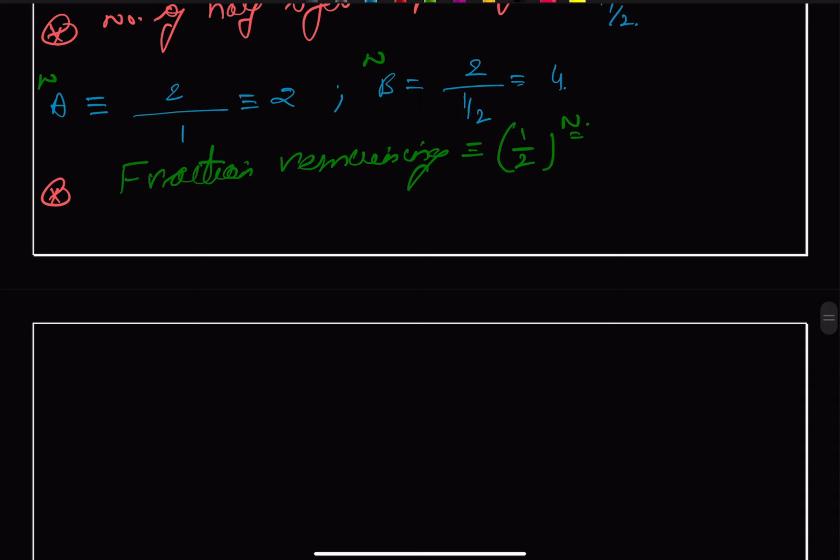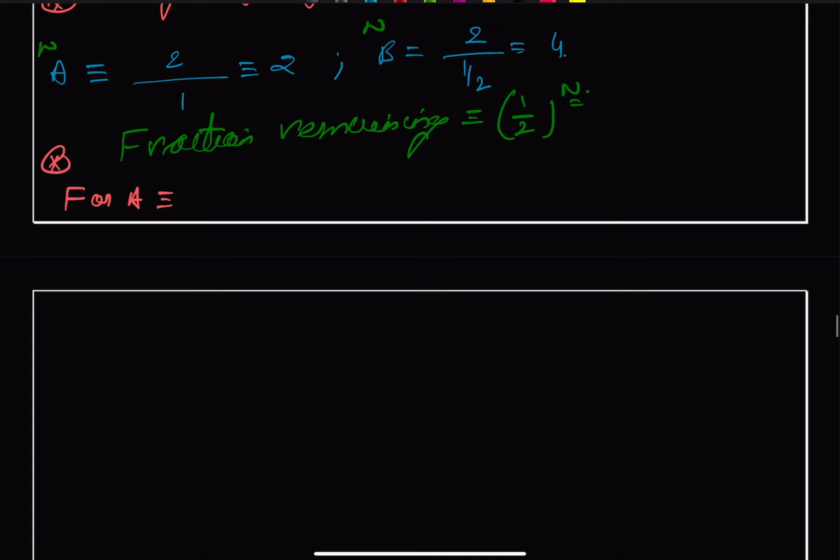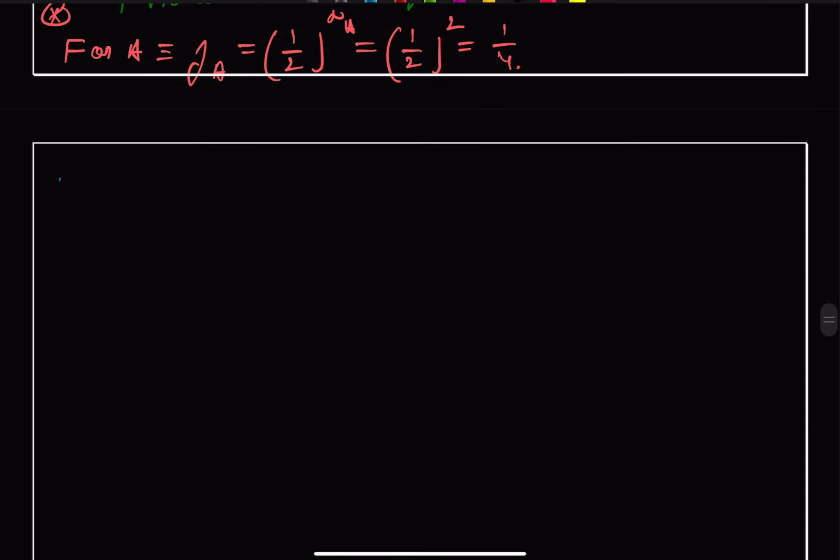Therefore, for A, let us call this F. So Fa will be equal to 1/2 raised to the power Na, which gives us 1/2 raised to the power 2, which will be 1 by 4. And for B, that is Fb is equal to 1/2 raised to the power Nb, which is half raised to the power 4, giving us 1 upon 16.